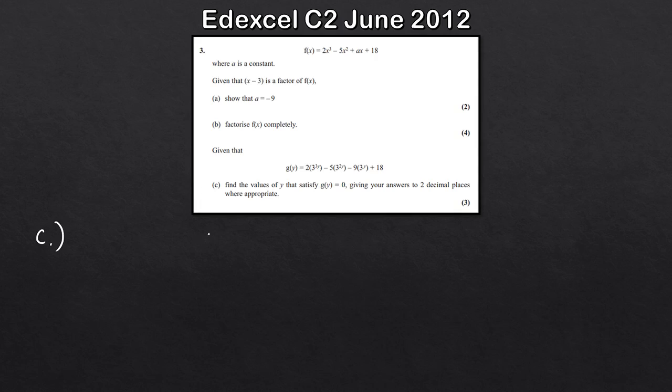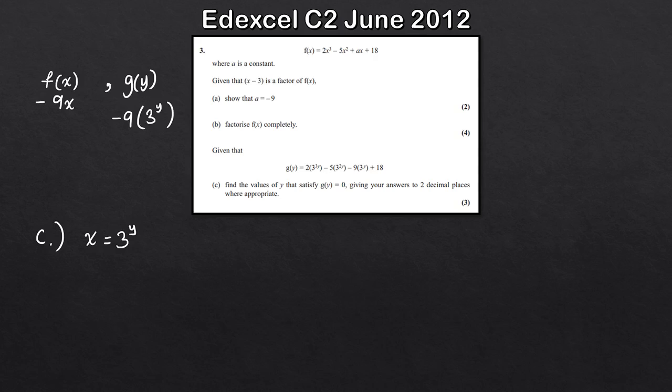What we're saying here for part C, if we just write this down, is the thing that's similar between them is that minus 9x in f of x, and in g of y, this minus 9 is minus 9 lots of 3 to the y. So essentially all we're saying here is that x is equal to 3 to the y. Okay?